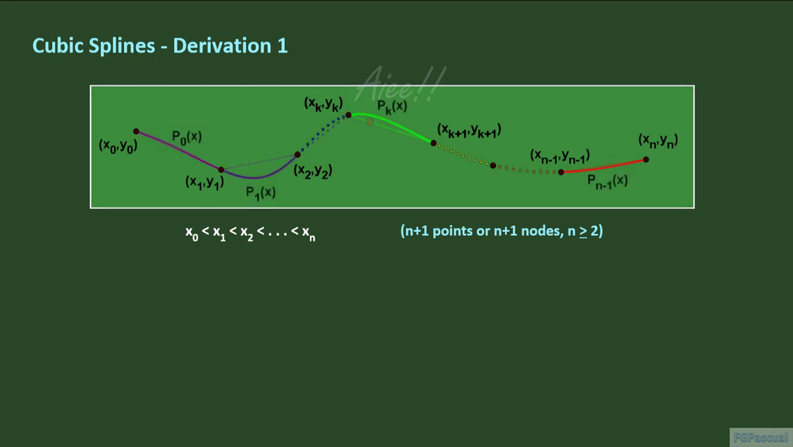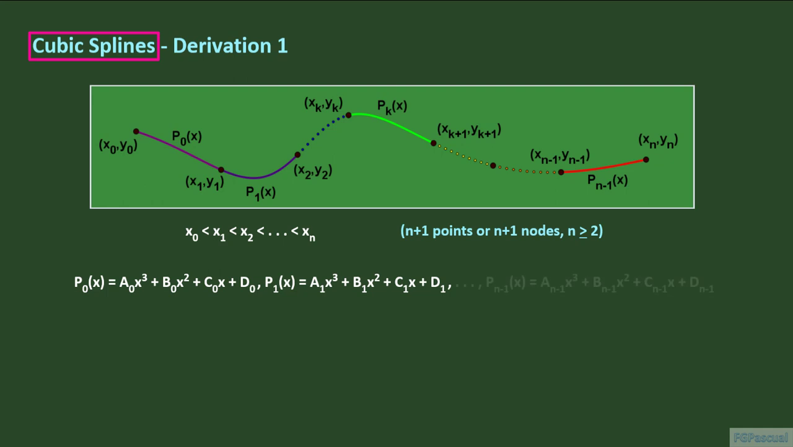And thus we have the smoothness conditions. The form that we will take for each of the p sub k's is that of a cubic polynomial, hence the term cubic splines. We can choose p sub 0 of x to be equal to a sub 0 x cubed plus b sub 0 x squared plus c sub 0 x plus d sub 0, and so on for the other polynomials up through p sub n minus 1.